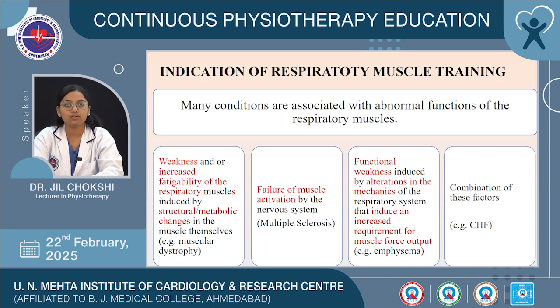Second one is the failure of muscle activation by the nervous system, for example, in multiple sclerosis. Third one is the functional weakness that is induced by alteration in the mechanics of the respiratory system that induces increased requirement of the muscle force output, for example, in emphysema, and the combination of all these factors, for example, in congestive heart failure.